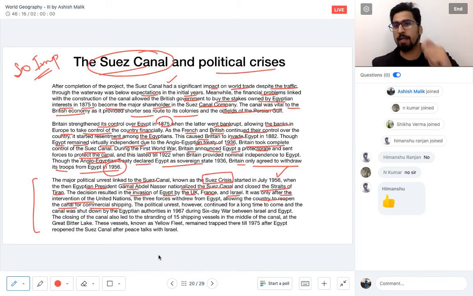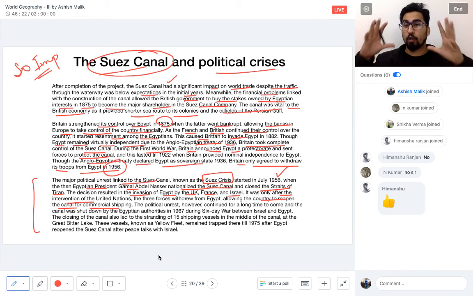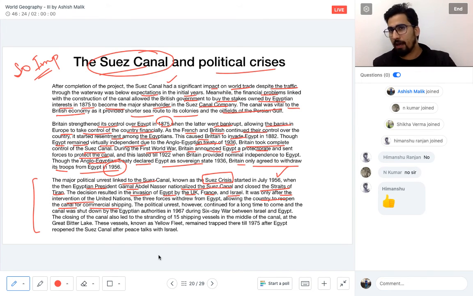Because the moment the nationalization of the Suez Canal happened, Egypt wanted to dominate that area. It blocked the canal and the Strait of Tiran, and that resulted in the invasion of Egypt, because the Suez Canal was very important for all these European powers to have their interest in the Asian countries. And the political unrest continued for a long time.